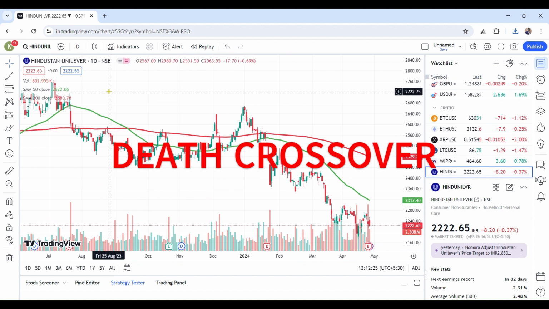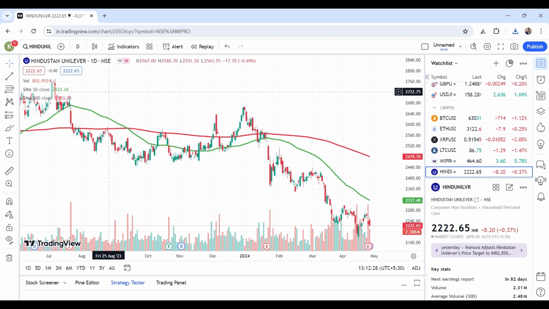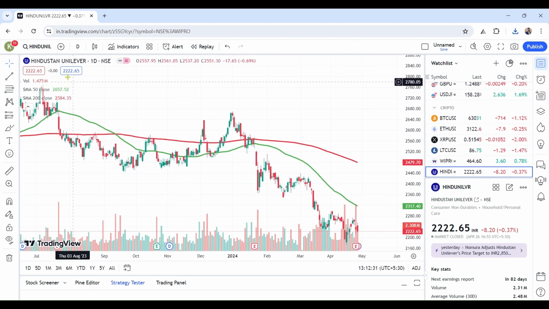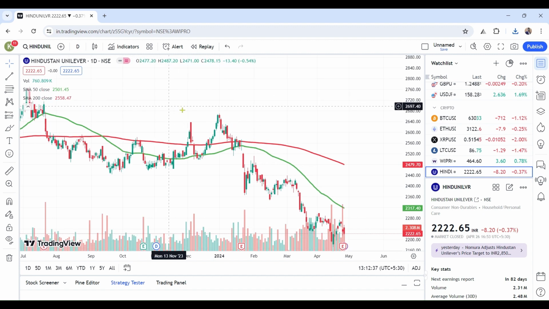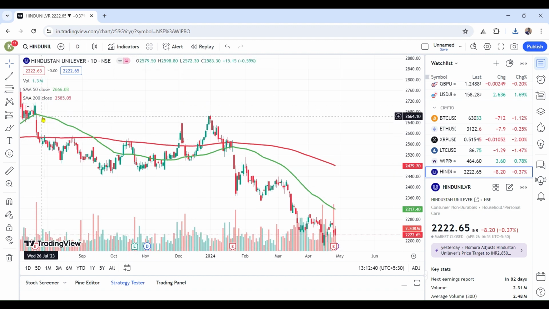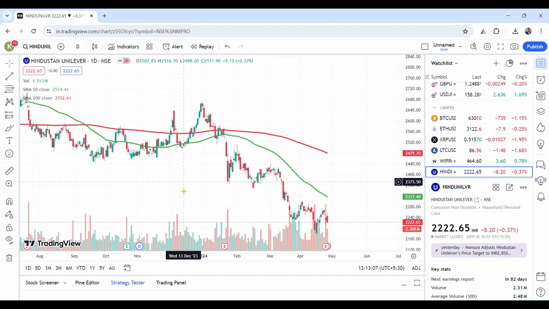There is also another concept called death crossover. So what is death crossover? We will see that with this example. I have taken the chart of Hindustan Unilever company. Here the 50-day moving average crosses the 200-day moving average and goes down. In a golden crossover, from below it goes up, but in a death crossover, the crossover happens on the downside. If this happens, this is called a death crossover.